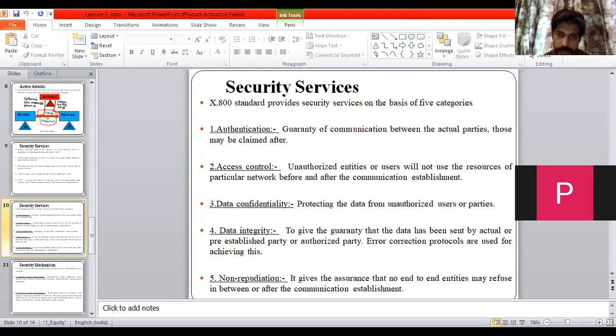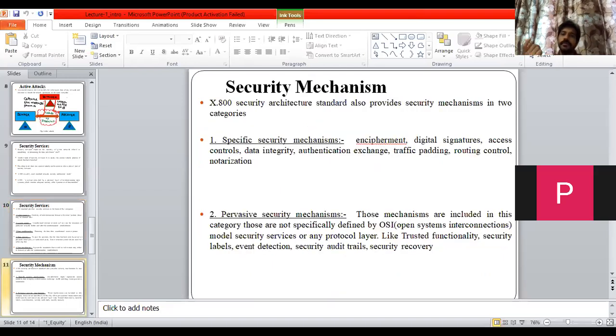Okay, and similarly, when we talk about security services, there are also security mechanisms. A security mechanism means the ways by which we can provide the security service. That's it. This is the basic thing, and definitely the X.800 security architecture also has a set of rules and protocols for defining the security mechanisms.